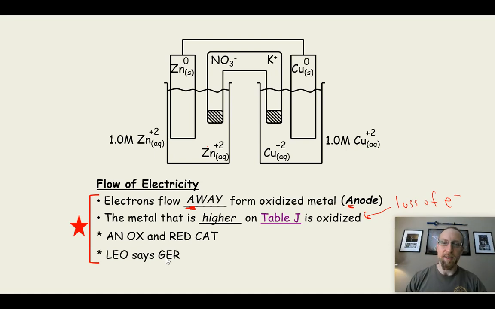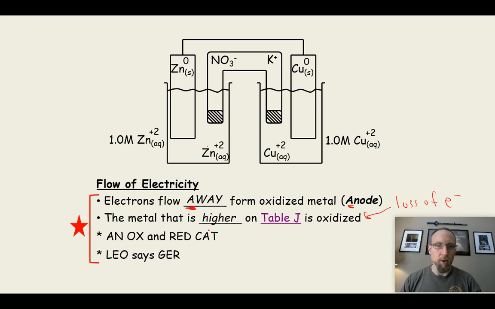So when you get these diagrams, you're going to want to go through and label this stuff here, because that's going to help you answer these questions. So the first thing you want to do is label who's your anode and who's your cathode. The easiest way to do that is once you see a salt bridge, go right to table J and look for the higher metal, because the higher metal is the anode, right? Oxidized.